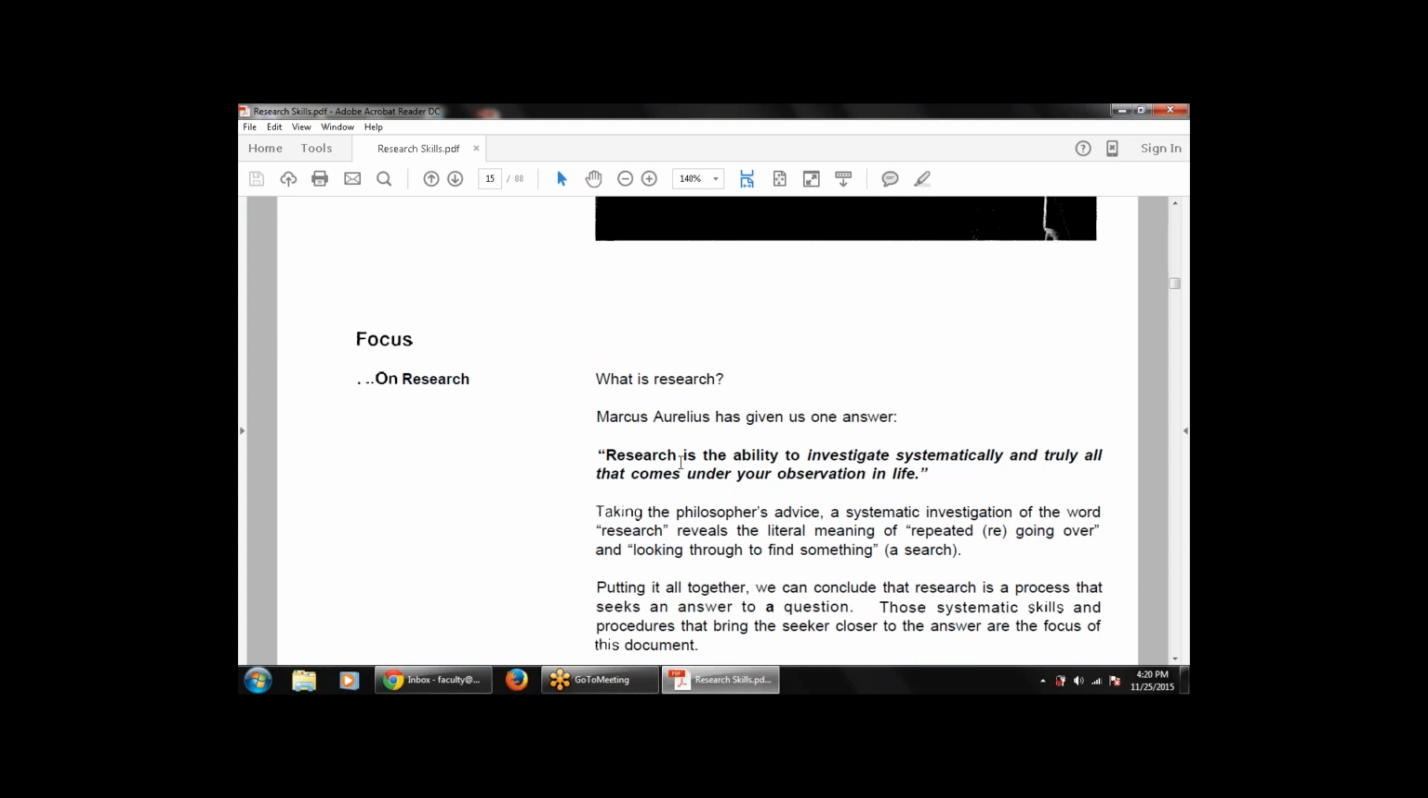This definition says research is the ability to investigate. So if I want to investigate anything in a systematic manner and under observation in life, that is known as research. Research is the ability to investigate systematically and truly all that comes under your observation in life.